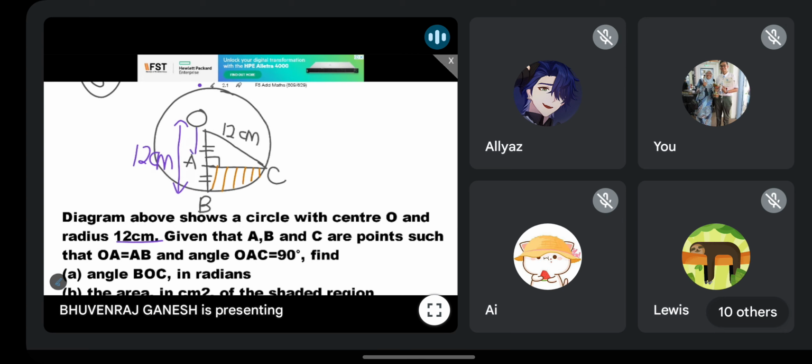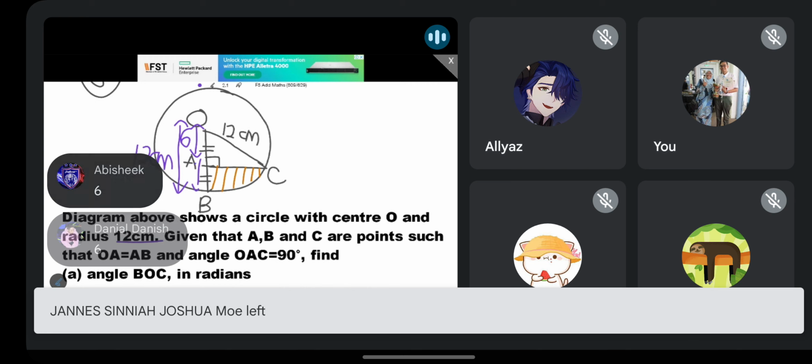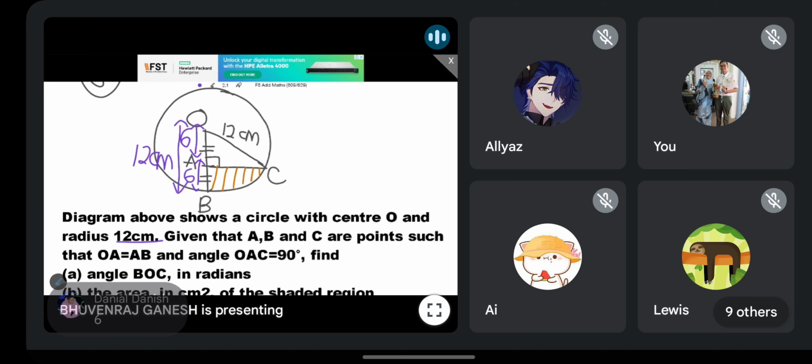Okay, so can anyone tell? OA, berapa panjang OA? How long? Yes. Okay, whenever you see the symbol like this, it means it's equal. Okay, sama panjang. Okay, so now this one right angle, they want you to find BOC, sudut BOC, this one.